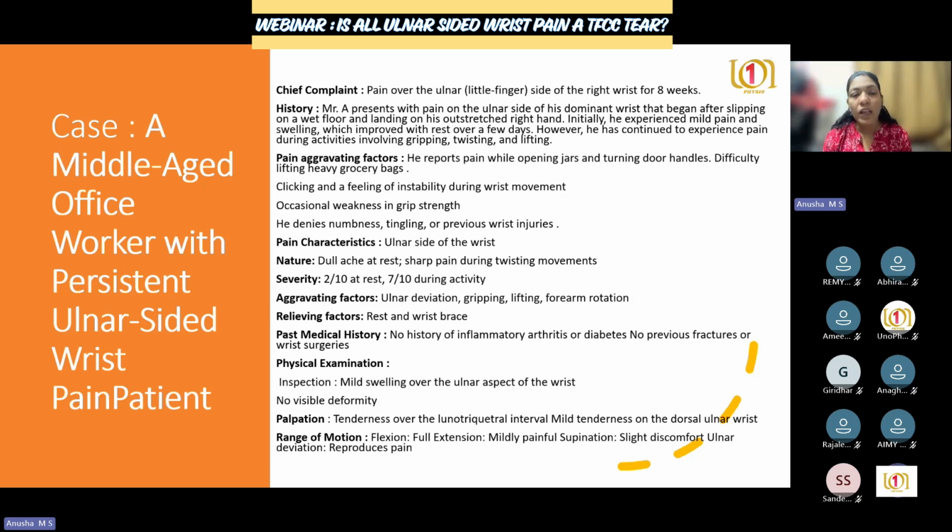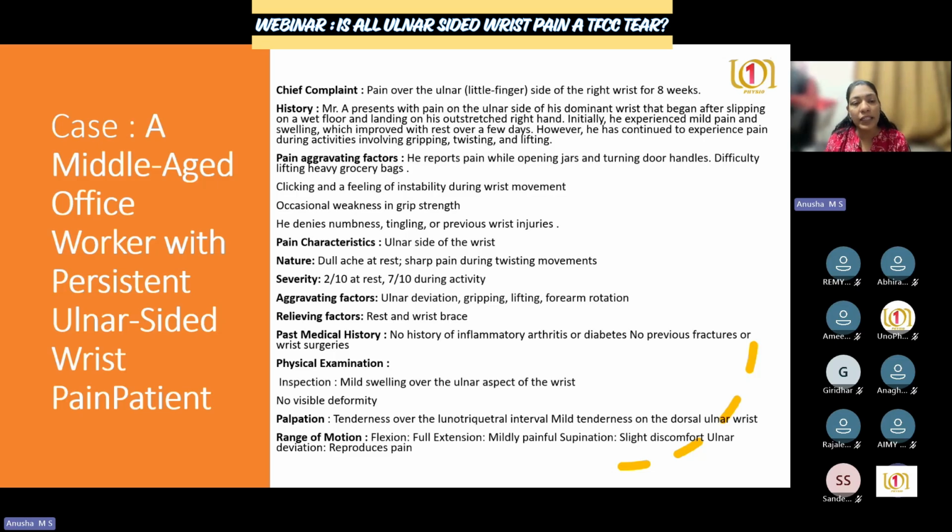Another case we are going to discuss is a middle-aged office worker with persistent ulnar-sided wrist pain. Here the patient has a history of wrist pain for the last 8 years, and a traumatic history: slipping on a wet floor and landing on an outstretched hand. There is mild pain and swelling. Lifting and gripping activities are more affected, especially heavy lifting.